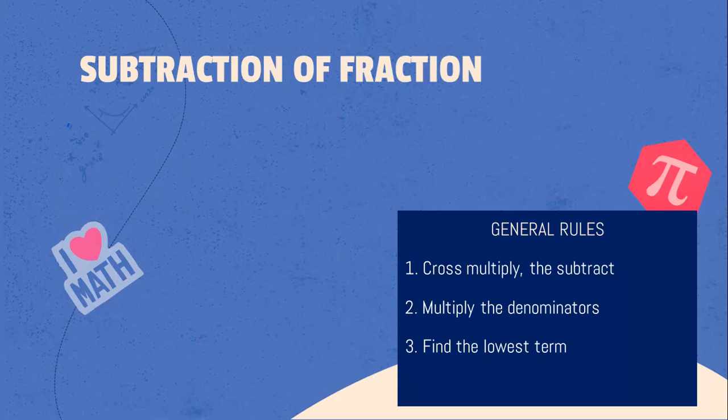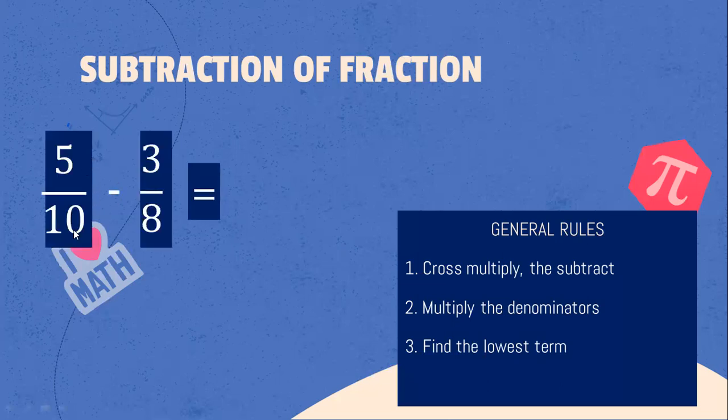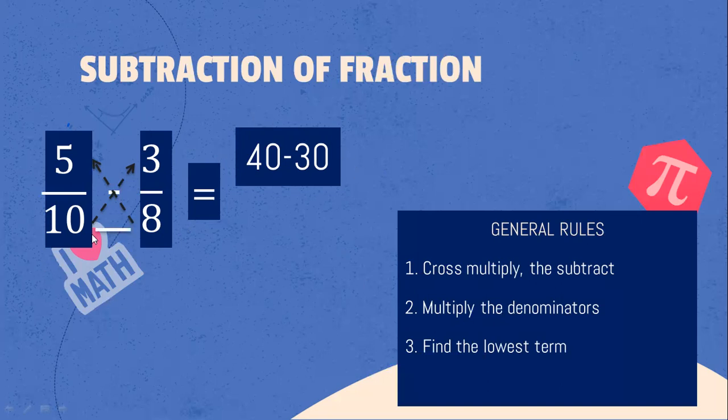Let's have another example. 5 over 10 minus 3 over 8. Our first rule is cross multiply. 8 multiplied by 5 and 10 multiplied by 3. 8 multiplied by 5 is 40. 10 multiplied by 3 is 30. Then subtract.